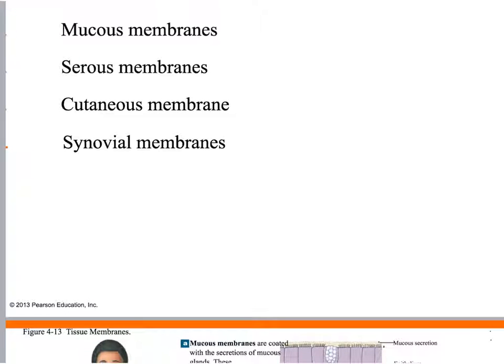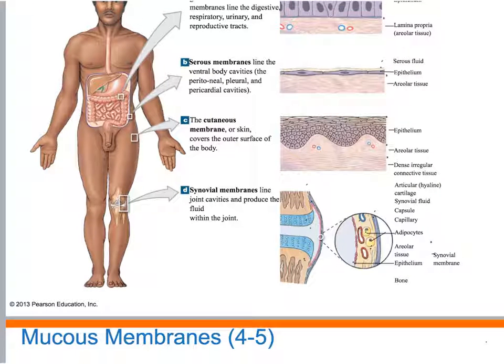There are 4 basic membranes that make up the human body. They include the mucous membranes, the serous membranes, the cutaneous membranes, and the synovial membranes. Here's a picture illustrating where the 4 membranes are. The first is the mucous membranes, and they line the respiratory, digestive, urinary, and reproductive tracts.